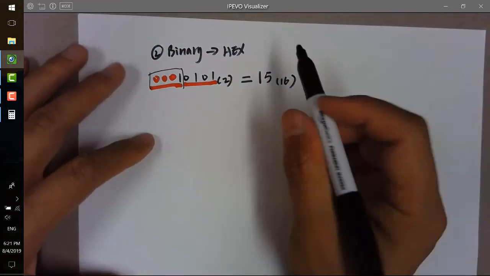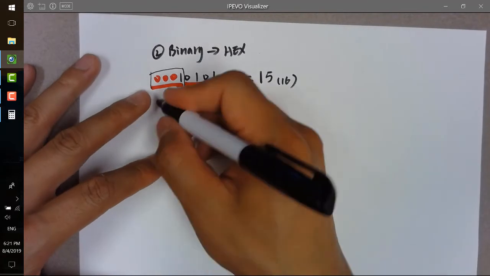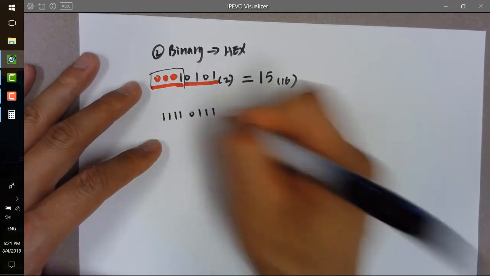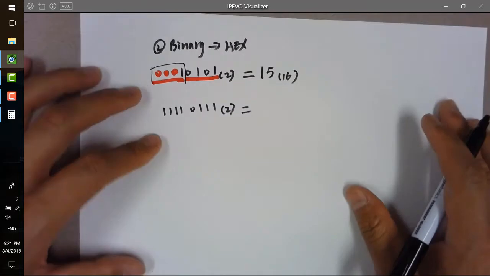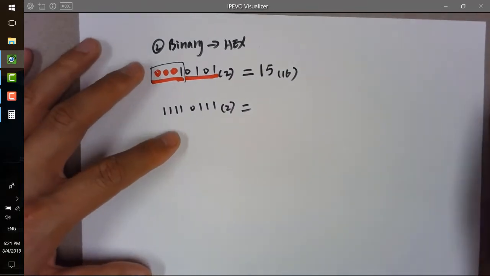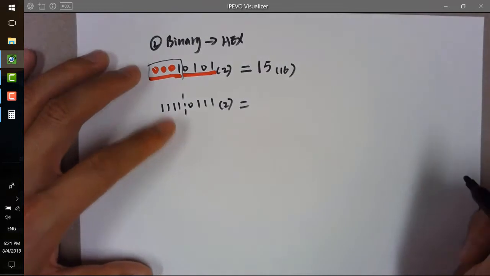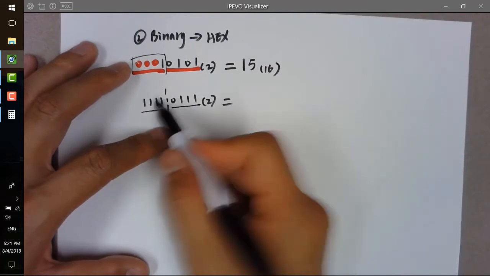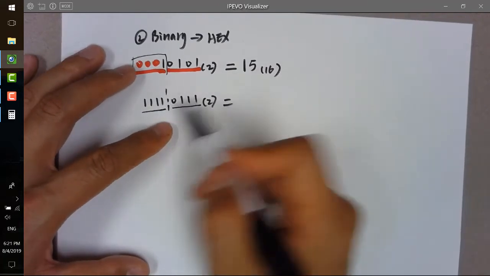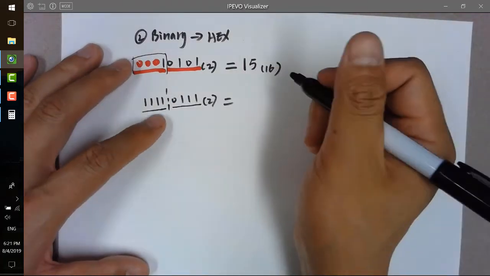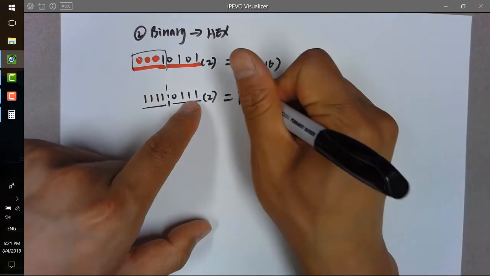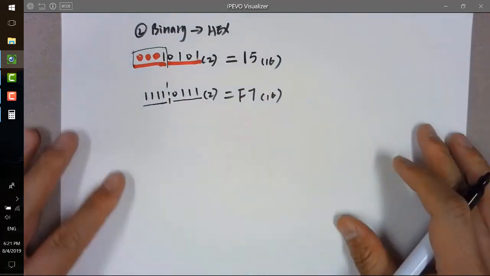Okay. Now let's look at another one. For example, 11110111. That's a binary number as well. So what's the hex version for that? As usual, we group all these binary digits into 4s. We have 8 digits, which is evenly divided into 2 halves. And now 1111 is 15, and 15 in hex is actually F, right? And this is 7. 7 is still 7. We just write it down here.